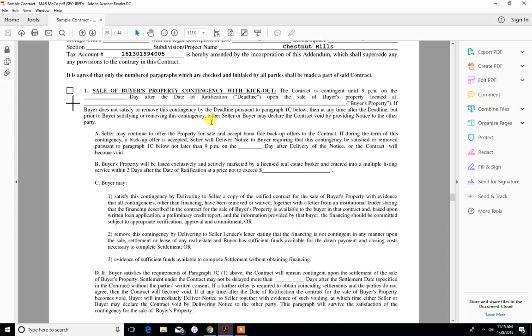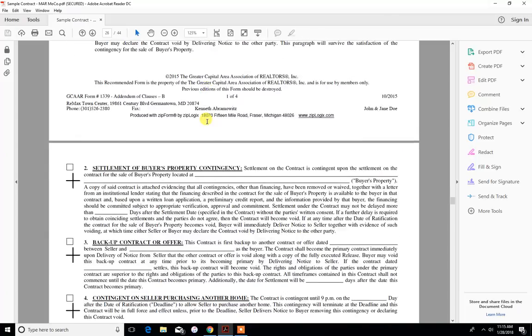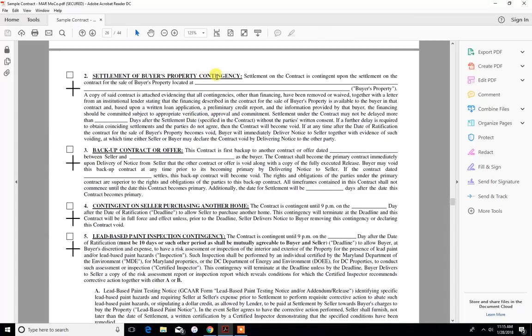And this is something, if it comes up, we can go over this. There's also the settlement contingency. If the buyer has to buy a property contingent on them selling their home, they already have a contract on their home, and it's past the contingencies, and all we're waiting on is for their home to settle, then this is what you would use.